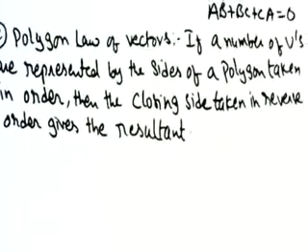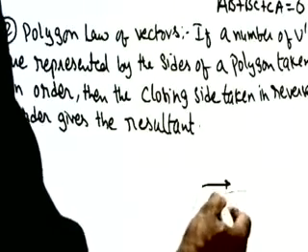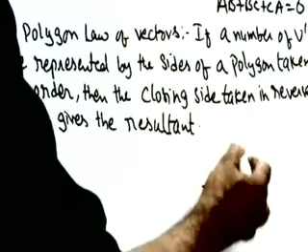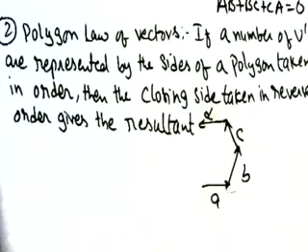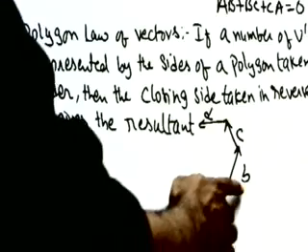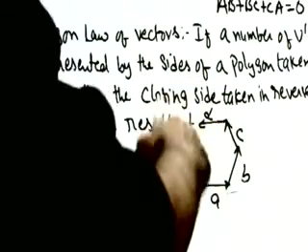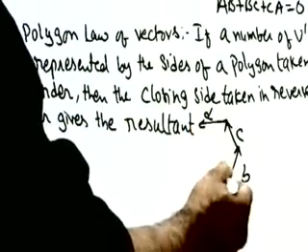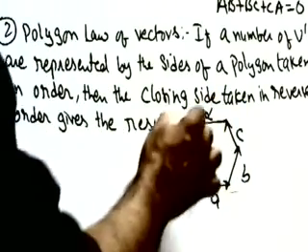Now, if we have more than two vectors, we use the polygon law of vectors. Watch carefully. Suppose we have a number of vectors: vector A taken in order, then vector B, vector C, vector D. Now we have to add all these vectors. Polygon means any number of sides. So we have to add A plus B plus C plus D, all taken in the same direction: tail, head, tail, head, tail, head, tail, head.